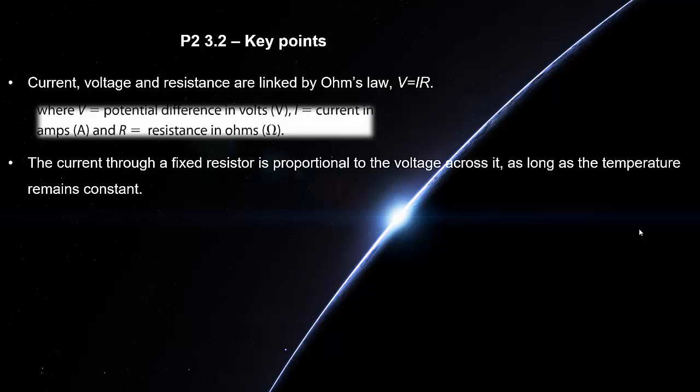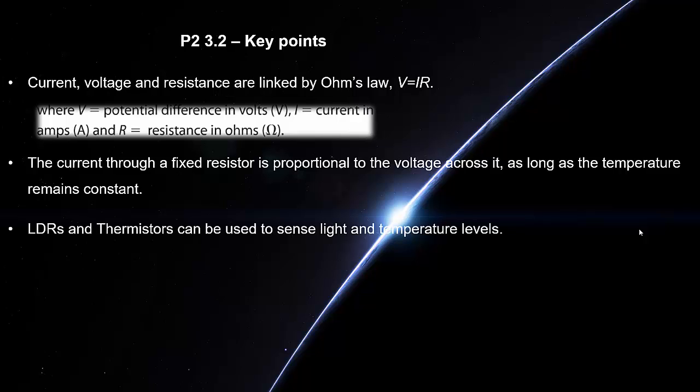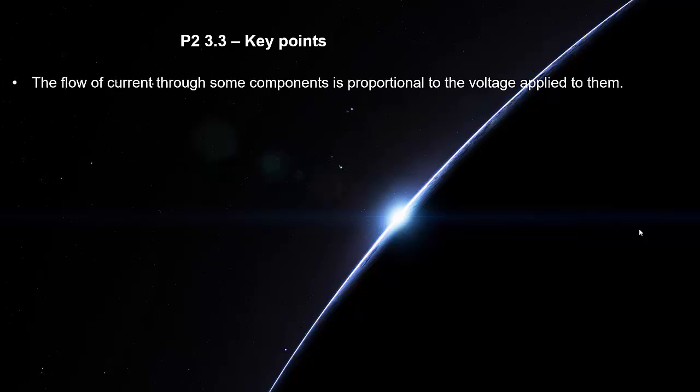The current through a fixed resistor is proportional to the voltage across it, as long as the temperature remains constant. LDRs and thermistors can be used to sense light and the temperature levels. The flow of current through some components is not proportional to the voltage applied to them. Diodes only let current pass in one direction.